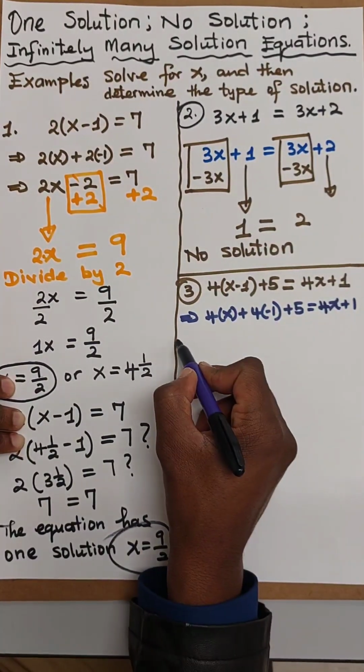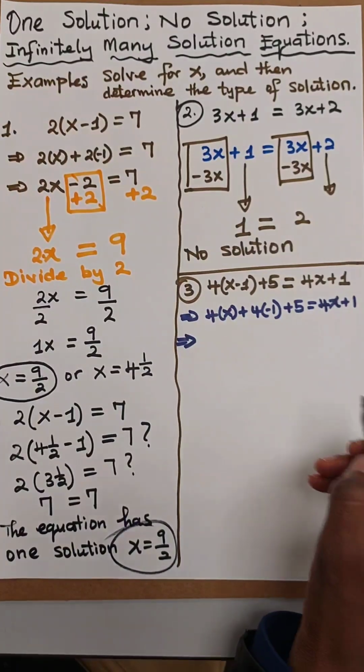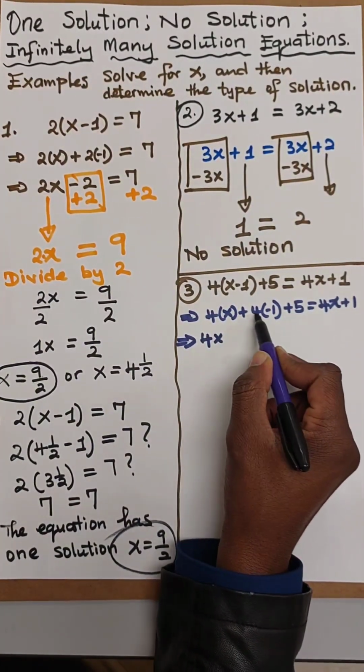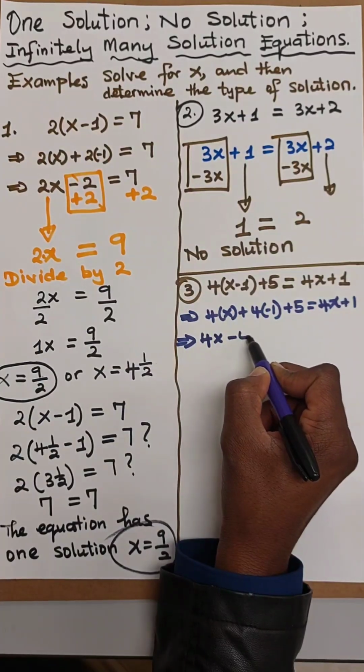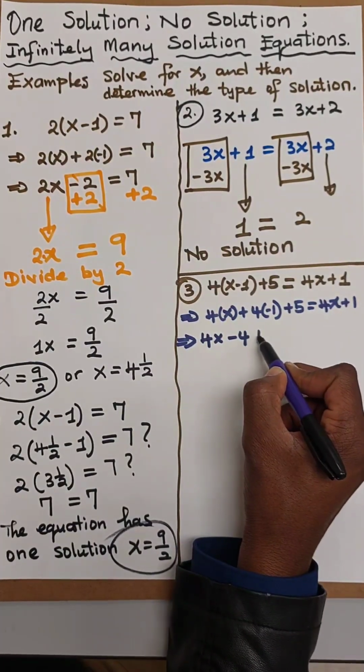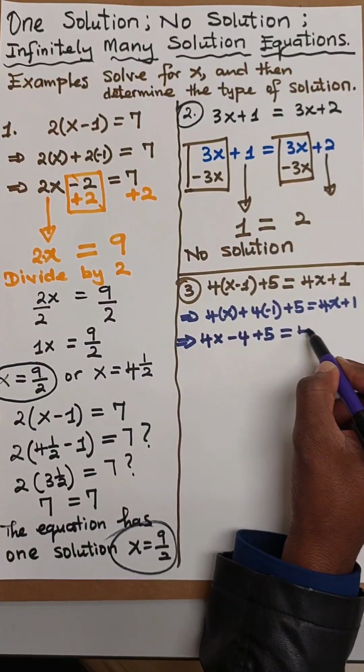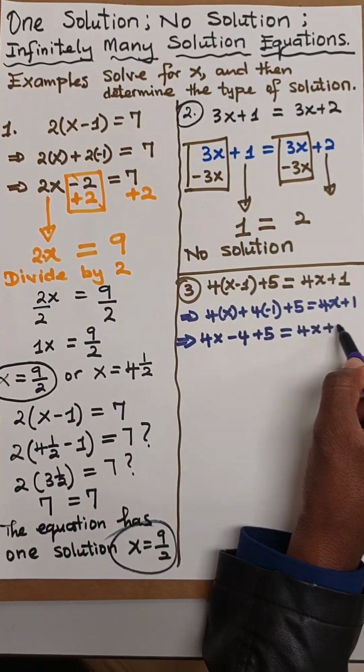Okay, simplifying. 4 times x is 4x. So we have 4x. 4 times negative 1 is negative 4. So we now have that plus 5 that was sitting there. And then we have equal to 4x plus 1.